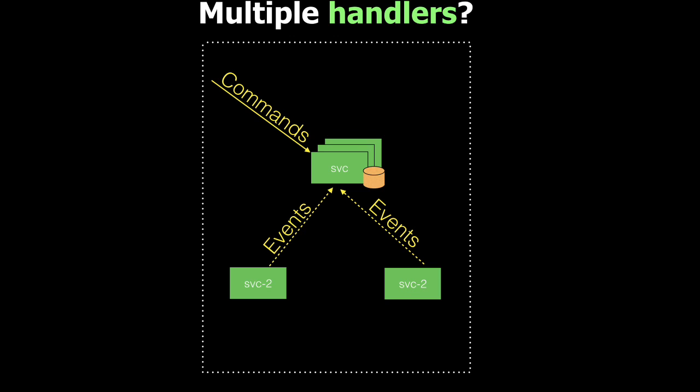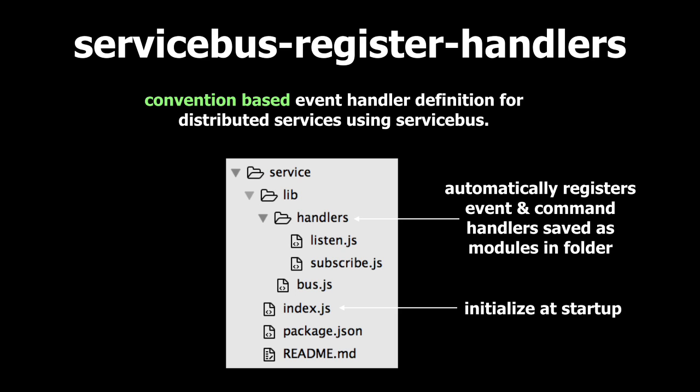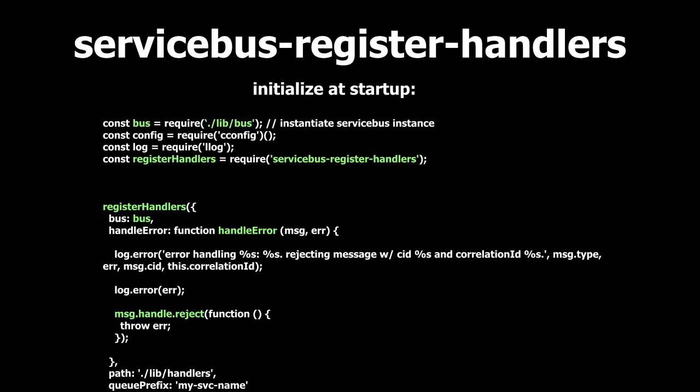Well, we could just do bus.subscribe and list them all out, but that gets a little bit rote. Instead, I've got a module called service bus register handlers, and this is just the smallest amount of convention that you can put such that you initialize this thing on startup and you give it some properties. You tell it where this folder is, and it'll automatically register modules that define handlers from within this folder. So what does that look like?